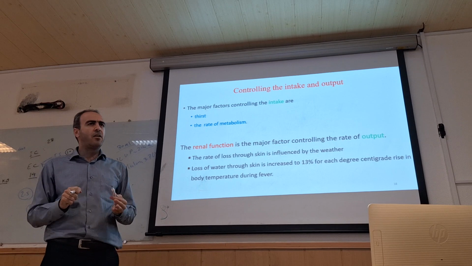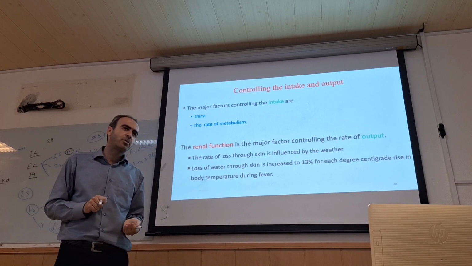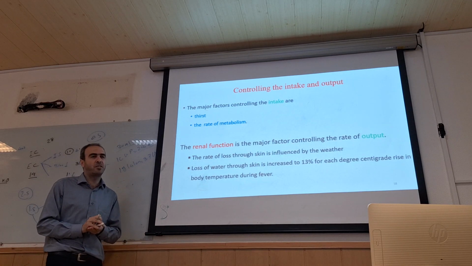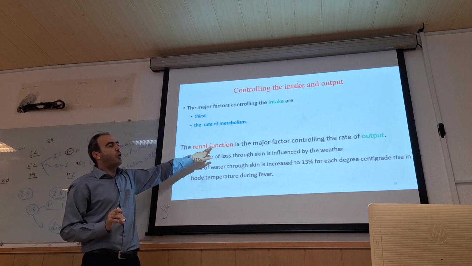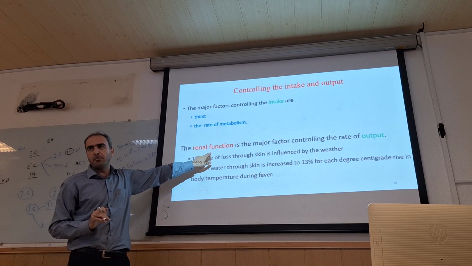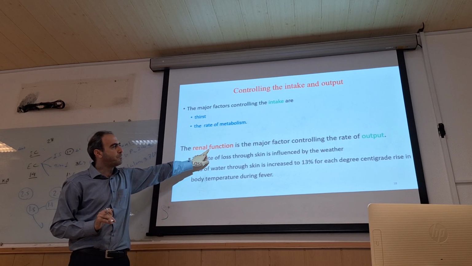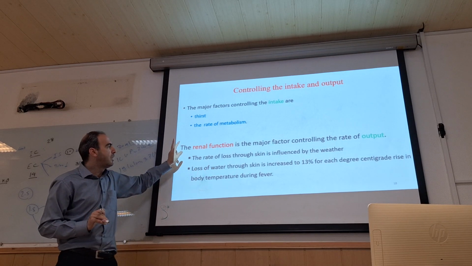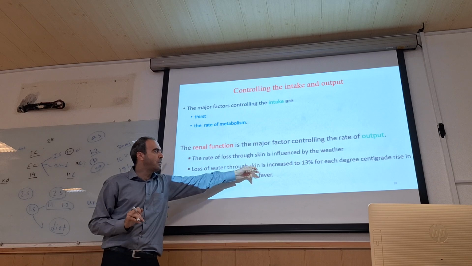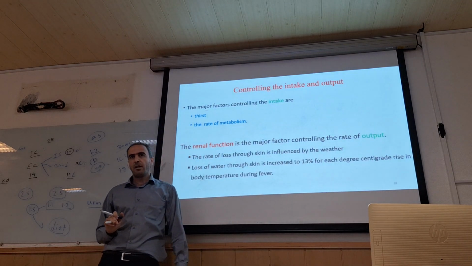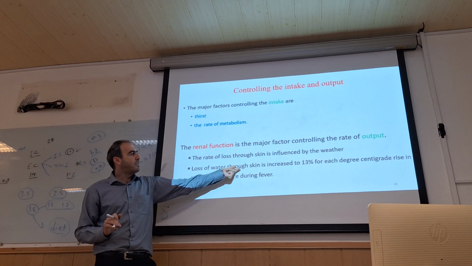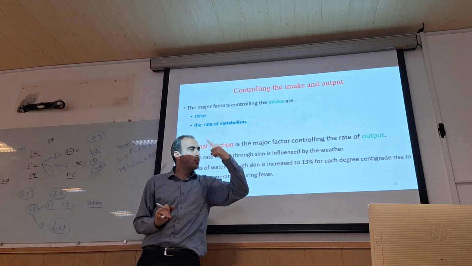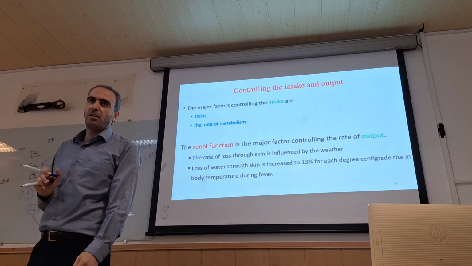So someone who's thirsty will feel hungry? Not exactly. For hunger, we have some center in the hypothalamus dependent on a lot of functions, not just water intake. And about the output, renal function is the main regulator controlling the amount of water output. The rate of loss through the skin is influenced by the weather, and as you learned, is increased by near 13% with each 1 degree increase in temperature.